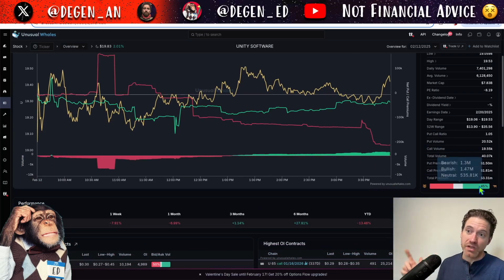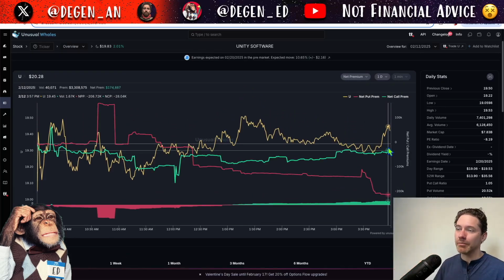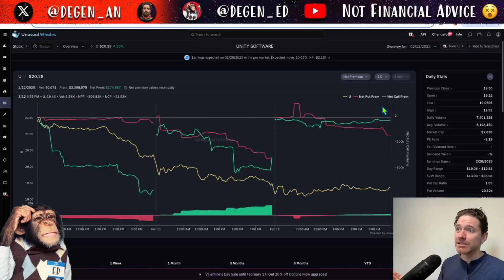Looking at the bear bull slider, 45% on the bullish side. There's more selling of puts than calls. That means that there is potentially a bottom being formed. Not necessarily that it's going to start taking off, but these are bottom signs. So let's look at just the past 3 trading days.